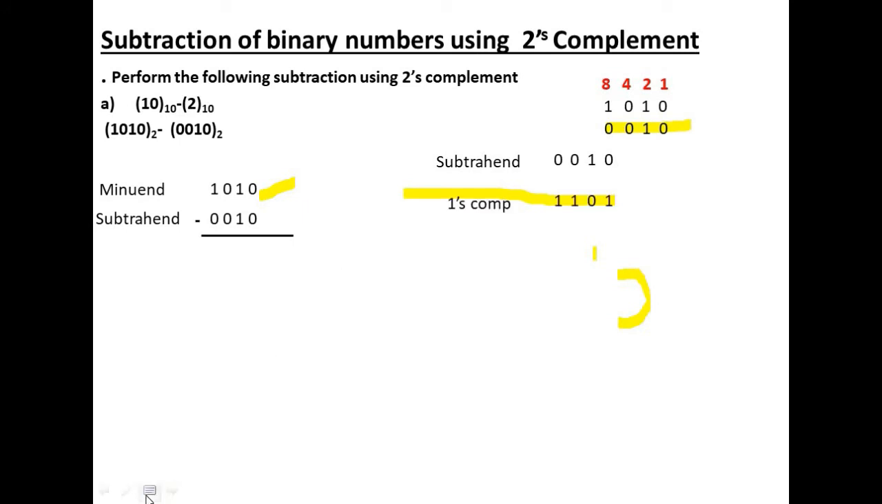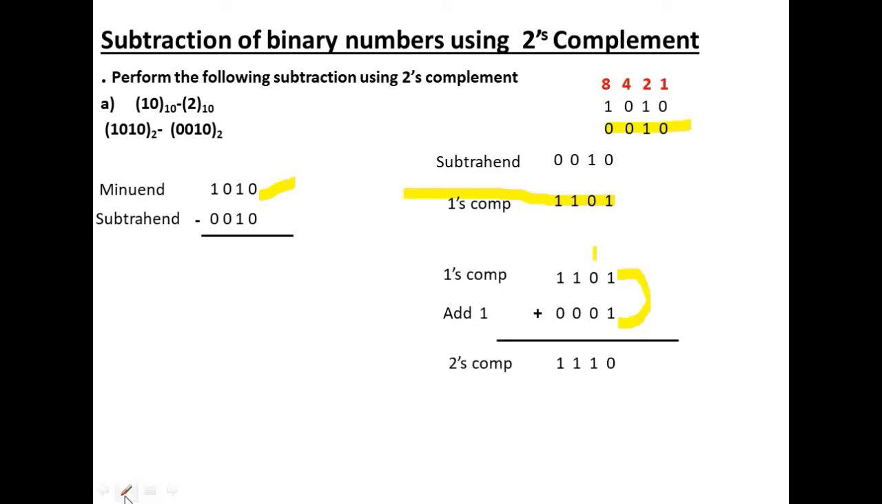So here we have found the 1's complement as 1101, and then we have to add 1 to this 1's complement number. So the 1's complement is given as 1101. Then we have to add 1, that is 0 0 0 1. After addition, we have got the result: 1 plus 1 is going to give us 0, carry will be 1. So 1 plus 0 is going to produce 1. Again 1 plus 0 is going to produce 1, and 1 plus 0 is going to produce 1. So we have got the 2's complement as 1 1 1 0.